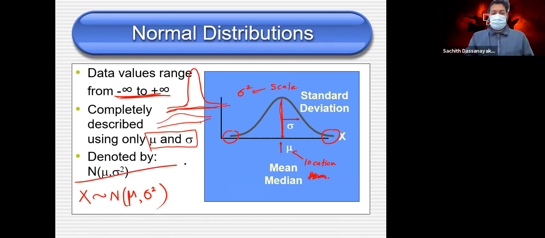Once you need to denote your normal distribution, you can simply denote it like this: X has a normal distribution with mean mu and variance sigma squared. Normally we denote the variance, not the standard deviation. That's the general case.